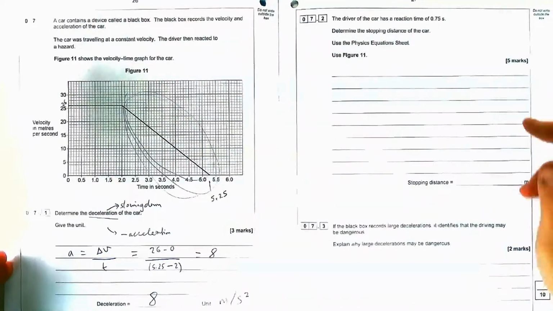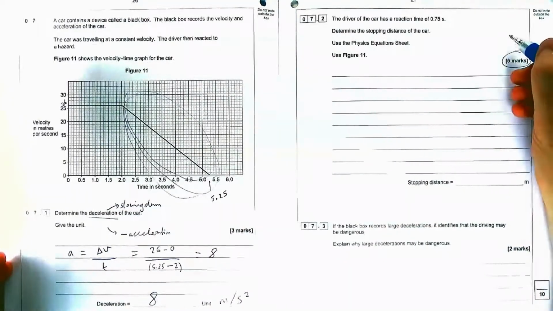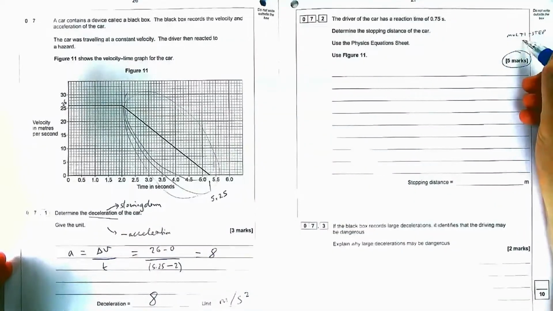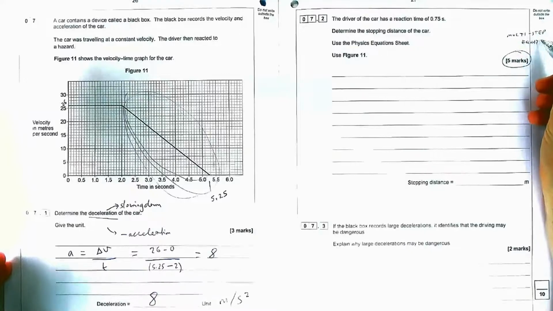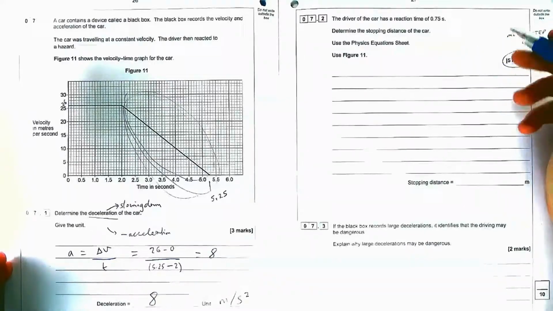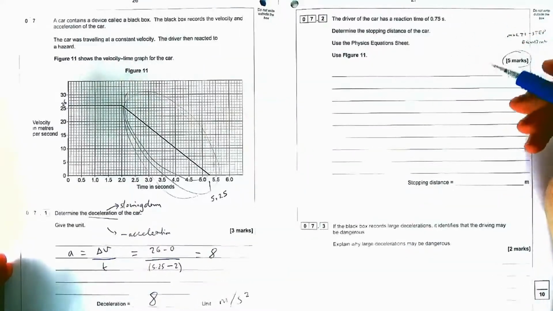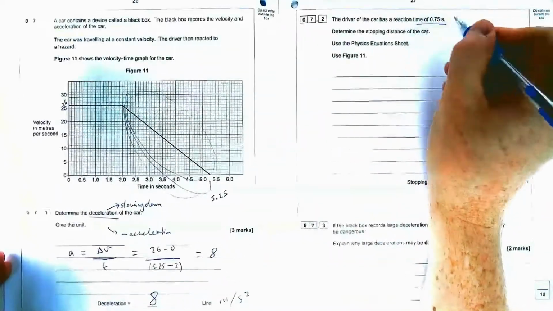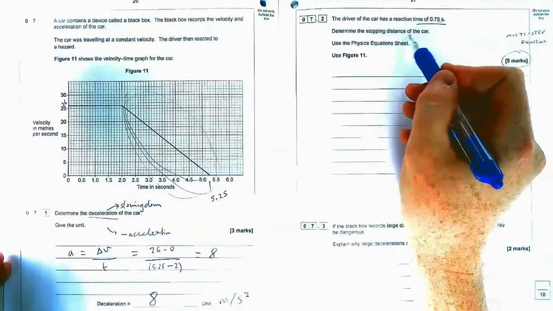It said the driver has a reaction time of 0.75 seconds. Determine the stopping distance of the car. Okay, so we should know stopping distance is essentially made up of thinking plus braking. That will help us out, because the information they've given us there is only related to the thinking distance overall.